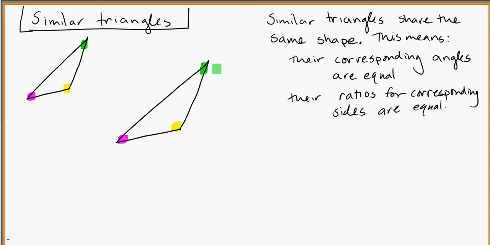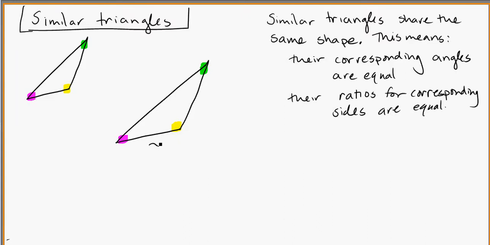So the size of the angle does not change when you enlarge or shrink your triangle. It's only the size of the lengths that change. And these lengths are going to come in a fixed ratio, which we can use to help solve the problem. So let's take a look at an example.